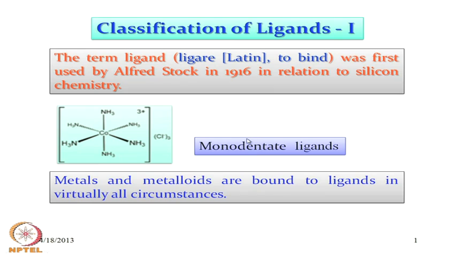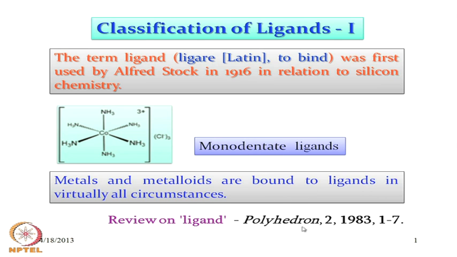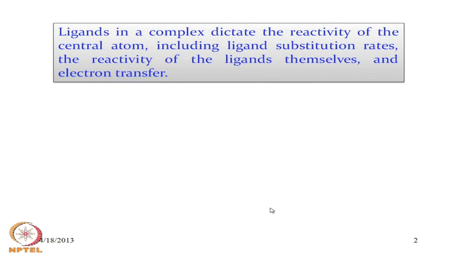So, when we see that these are also reviewed in this particular reference, the polyhedron of 83. There, all types of ligands have been classified, and we can see that when the ligands are present in the complex, what they do is basically control the reactivity of the central atom. If the central atom is a metal, they will control the reactivity pattern of the central atom. If the central atom is a metalloid, they can also control it.